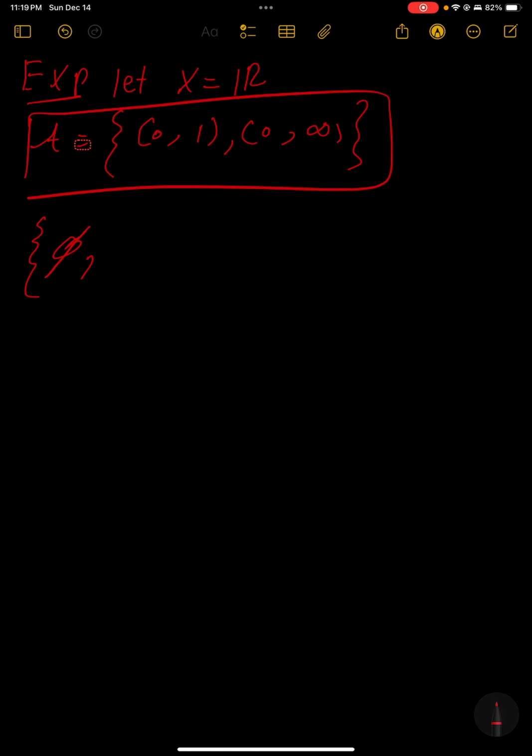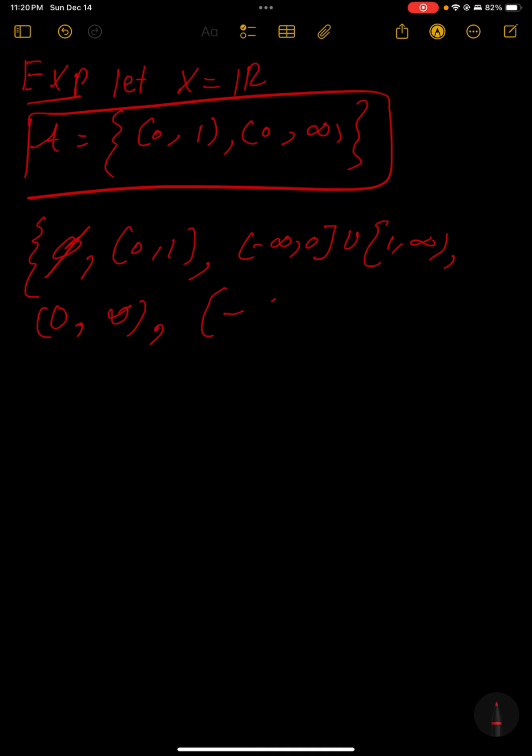Now because the sigma algebra that we are gonna construct contains the elements of set A, suppose I consider the first element (0,1); then by the second property the complement will also be in the sigma algebra. So what is the complement of (0,1)? It is (minus infinity, 0) union (1, infinity). Then I consider the other element of set A, (0, infinity); by the second property the complement will also be there. The complement of (0, infinity) is nothing but (minus infinity, 0].